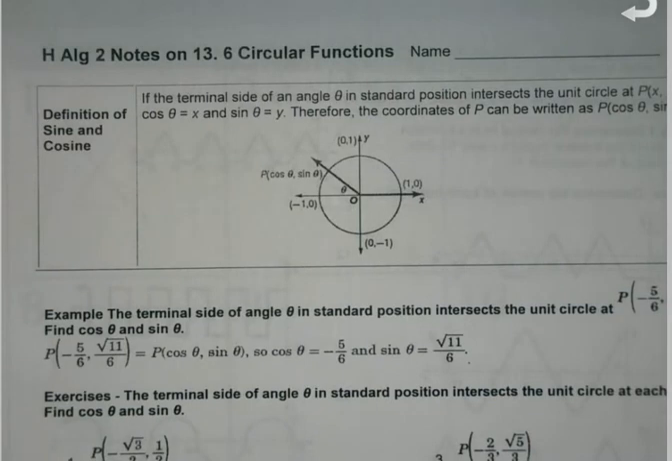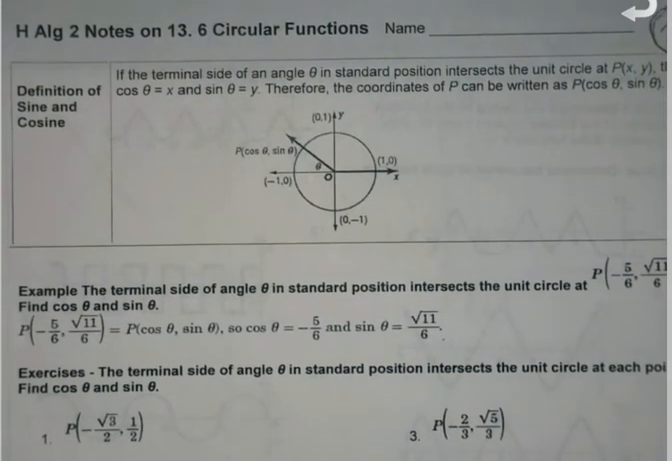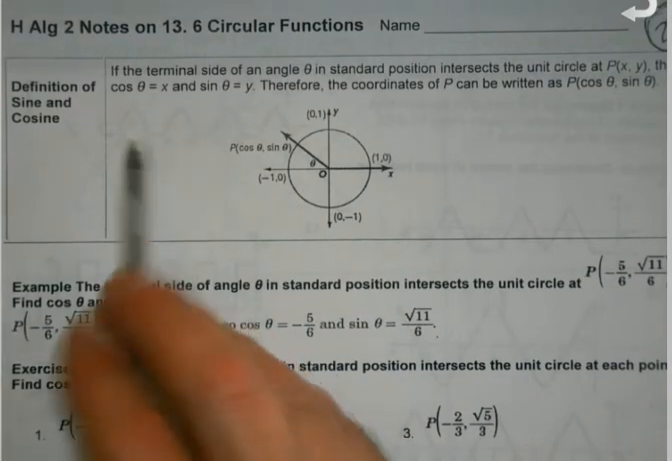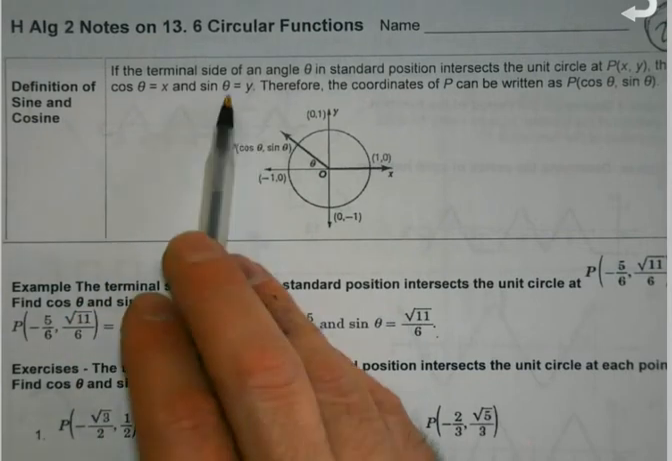So circular functions, just like the unit circle itself, there's a few things that we can pick up from that to help us as we try to find values for sine and cosine and even tangent at sometimes. So when we've got a terminal side of an angle and it intersects our unit circle, which it will somewhere, because again it's going to be circular in nature, then my cosine of theta equals my x value, and my sine of theta equals y.